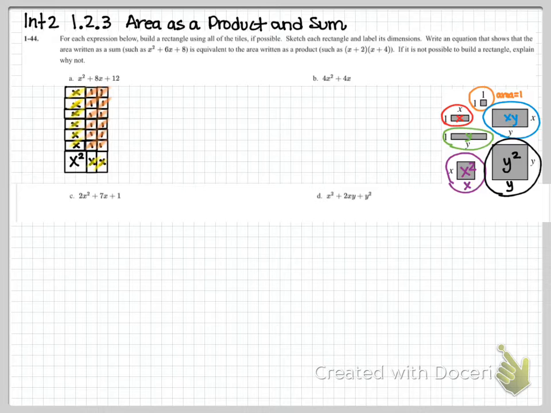So I have my dimensions on my x squared tile. I've got 2 singles on the edges. Just remember, we've got to match up the dimensions here. Got 2, 3, 4, 5, 6 singles. And then double check again and make sure that you aren't using any more tiles than you're allowed to. We have 1 x squared. We have 8 x's, so we've got 8 of the long skinny guys, and then 12 of the little tiny units.